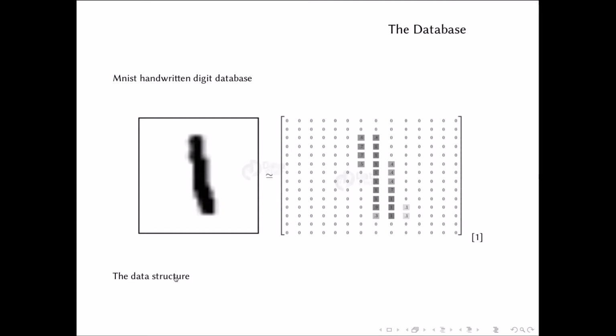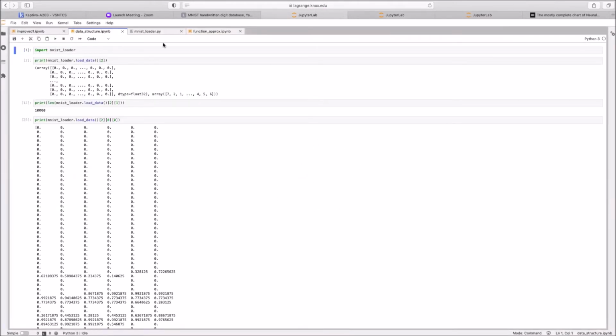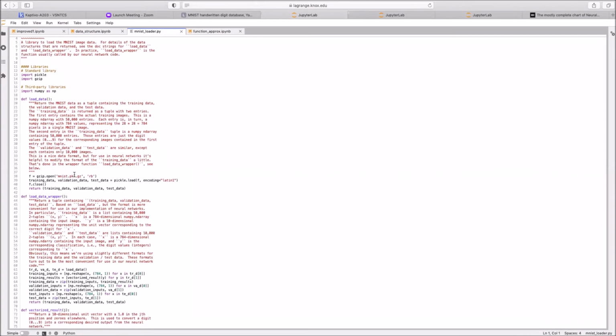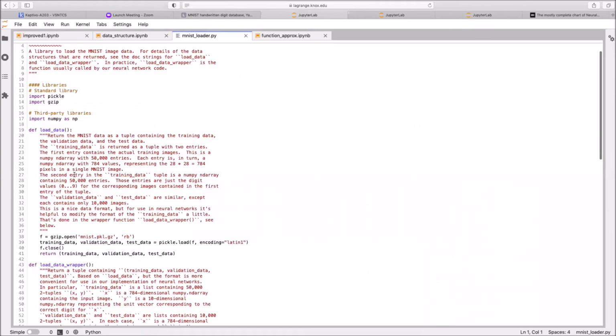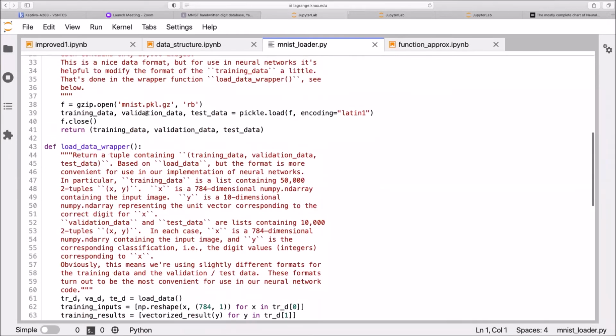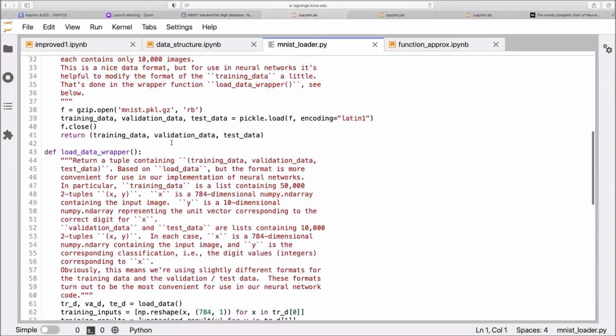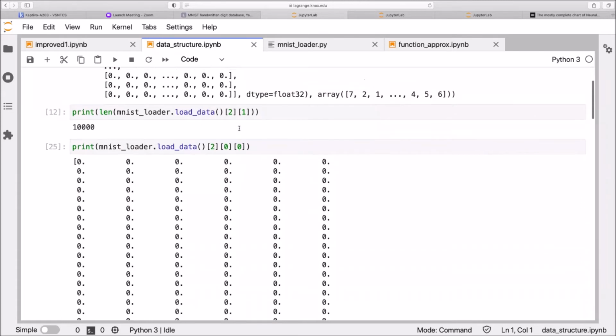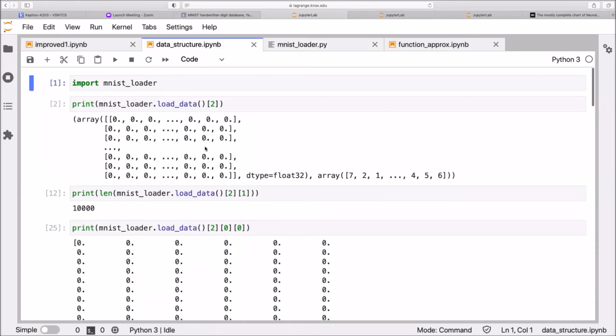I also want to take you to look at the data structure. I use the Jupyter notebook, so we export the data. First, we have the data loader, the MNIST data loader, where let me zoom in a little bit. Here we open our files. We name them training data, validation data, and test data. And in this notebook, I print this data. This is the test data.